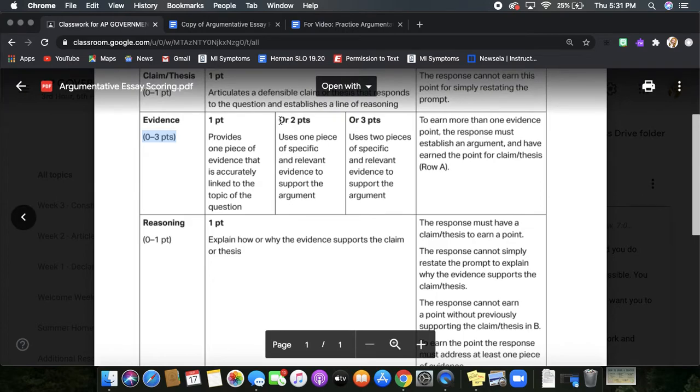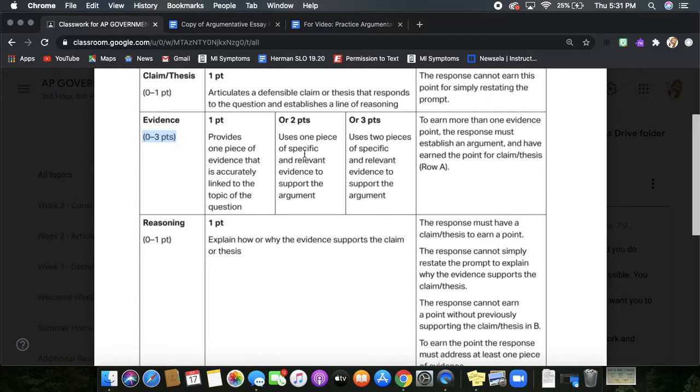You can get possibly 2 points here when you're using 1 piece of specific and relevant evidence to support the argument. So what's the difference between 1 and 2? For 1 point, it's linked to the topic, so it's like, yeah, we know you were trying to make a connection here. 2 points is like, yep, you're very clear. It shows you have defined knowledge about this document. You're able to really well support your argument by using this document, but you're still only using 1 document here. That gets you 2 points.